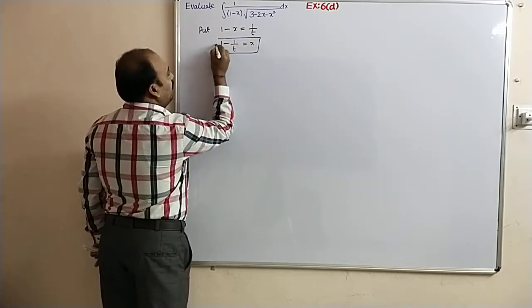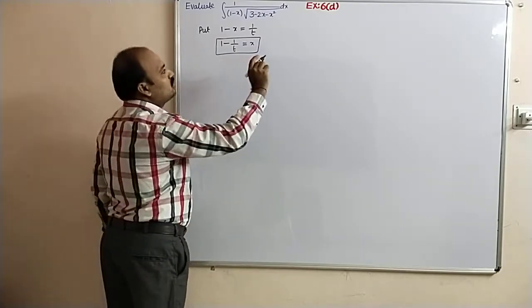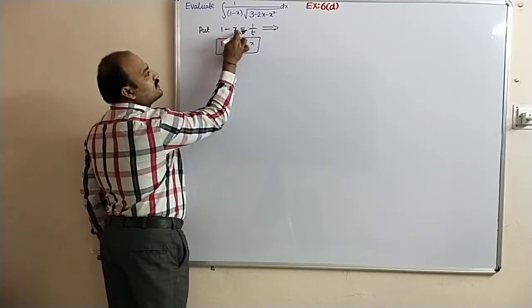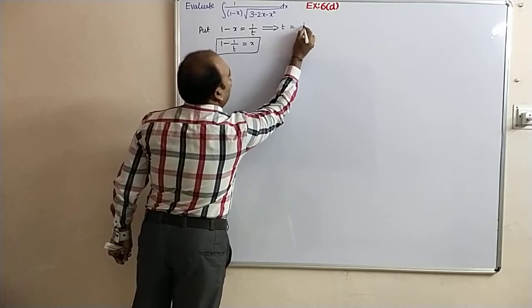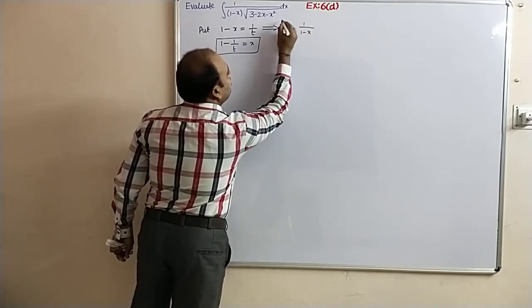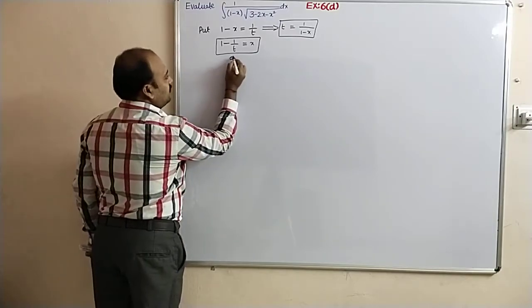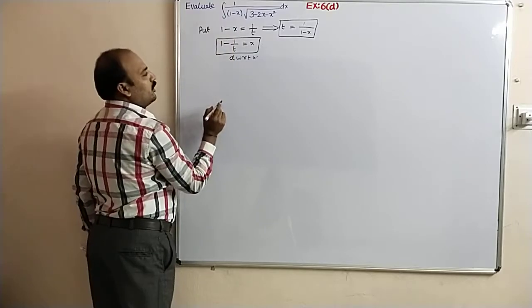We got the value of x. After that, t value also we can find. From this, 1 minus x and t, you should interchange these values. t equal to 1 by (1 minus x). Now differentiate with respect to x, either this one or this one, anyone you can do.